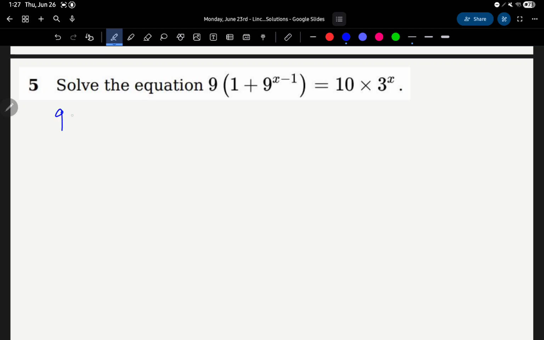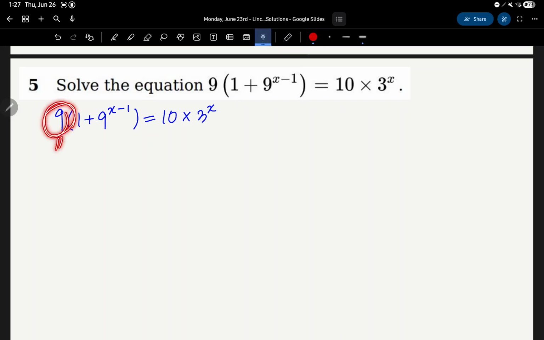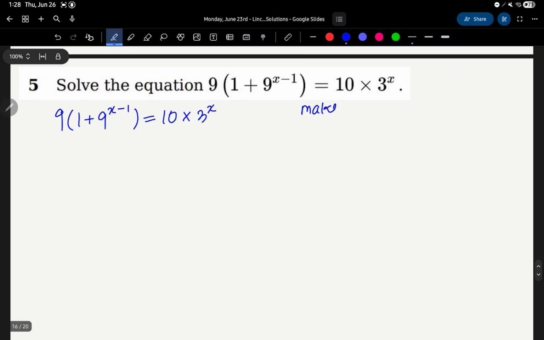So we have 9 times (1 plus 9^(x-1)) is equal to 10 times 3^x. Oh, these are all different numbers. How do we know? Well, notice how 9 is going to be equal to 3 to the power of 2, right? We're going to use that because we have this base of 3, but we don't have any other 3's in here. So in order to get the x value, we need to somehow make the bases equal. And in order to solve any exponential equation, we need to make the bases equal.